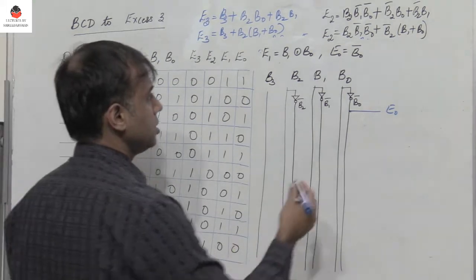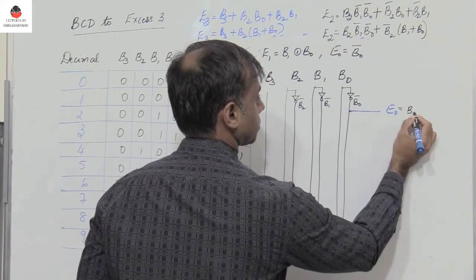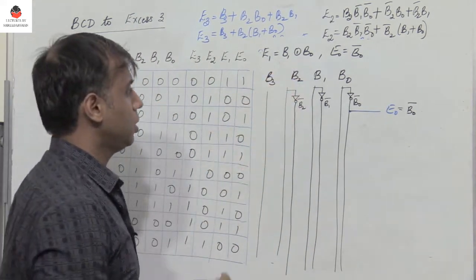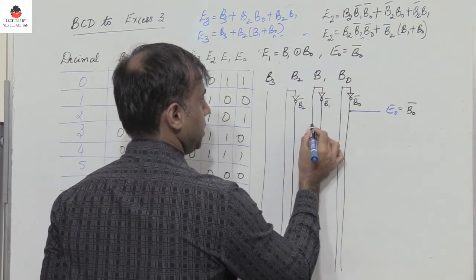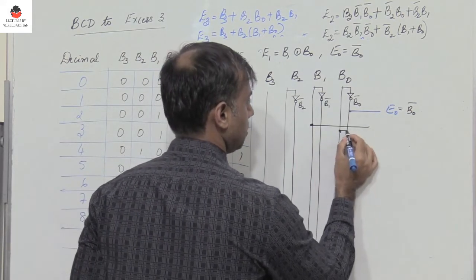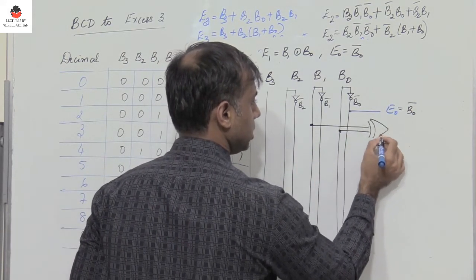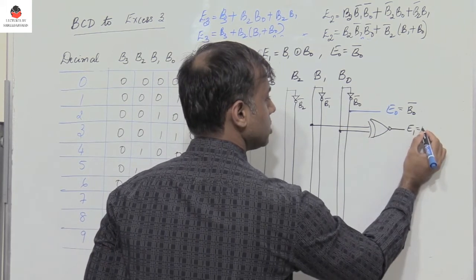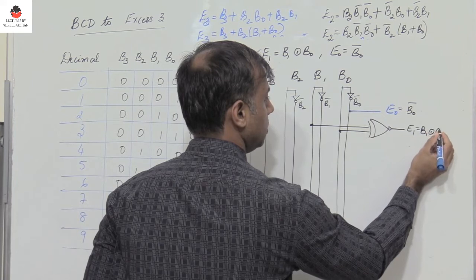Next, what is E1? E1 is B1 XNOR B0. So I have B1 and B0, pass it through an XNOR gate, which is E1. So E1 is B1 XNOR B0.